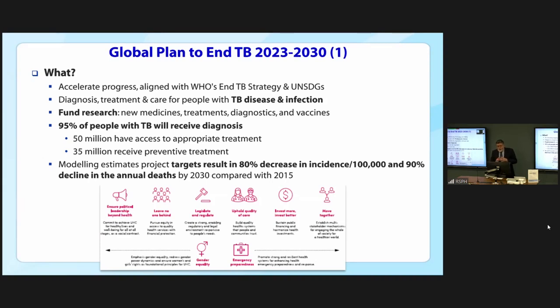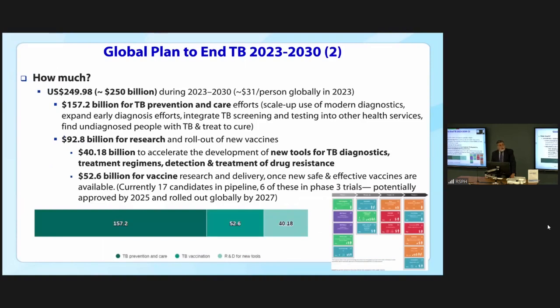And the modeling that was done to come up with these figures shows that if you meet these targets, you'll see an 80% decrease in incidence per 100,000, as well as a 90% decline in annual deaths by 2030 compared to 2015. How much? There's a price tag to this. It's nearly $250 billion. And before you experience sticker shock, if you calculate that based on approximately 8 billion population, it's about $31 per person globally.